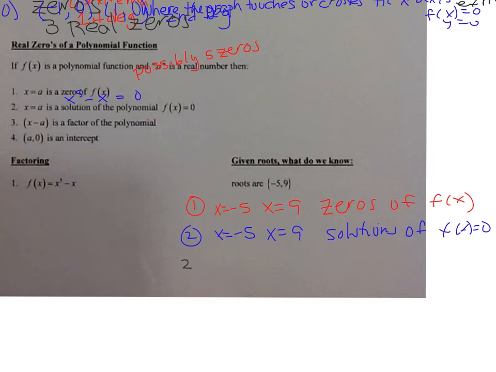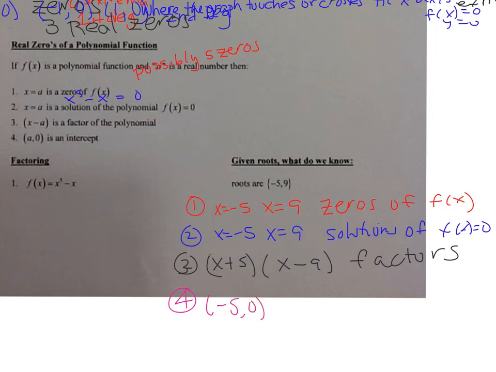I also know this. Number 3, that x plus 5 and x minus 9 are factors. And the last thing I know is that, I'm just going to change the color here. Number 4 is that negative 5, 0, and 9, 0 are my x-intercepts. Okay, so let's flip it over and take a look at the back.